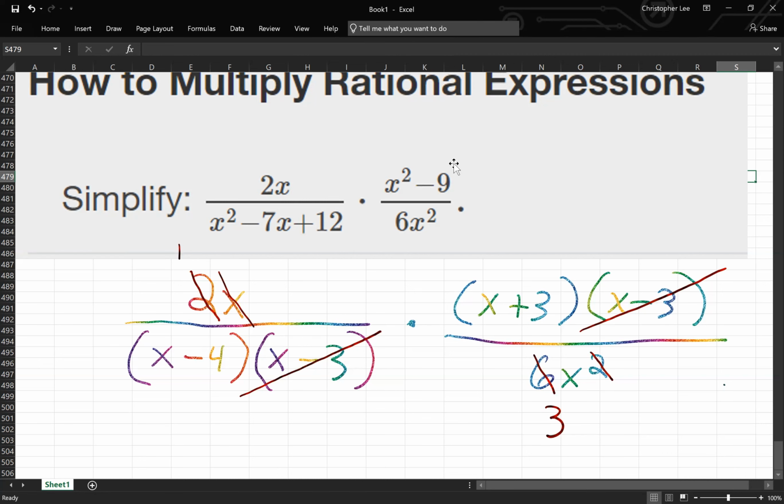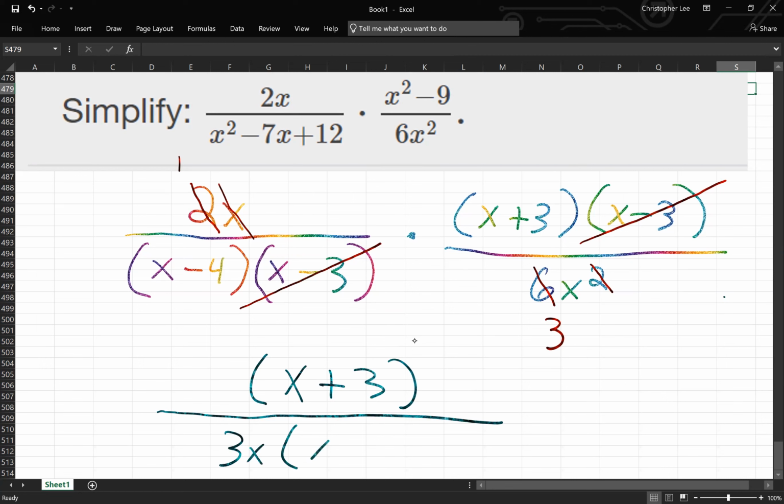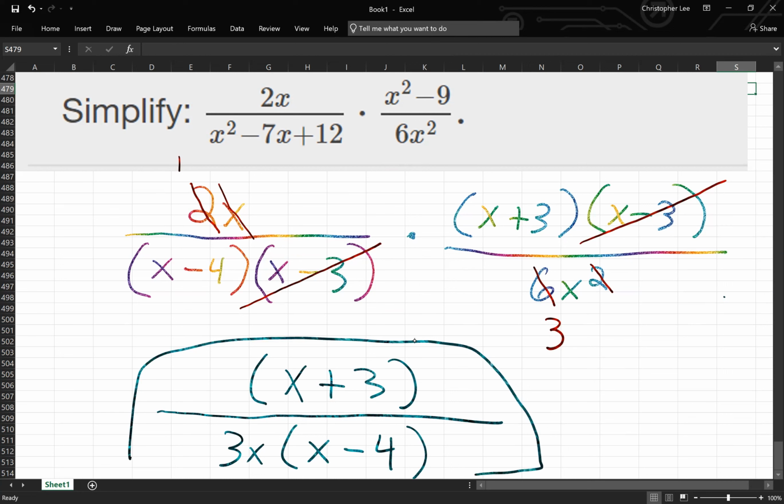Let me get my aqua velvet color, right? So I got x plus 3, that's all that's left in the numerator, over 3x times x minus 4, right? This is my full answer. Let me try that again. Okay, that looks better.